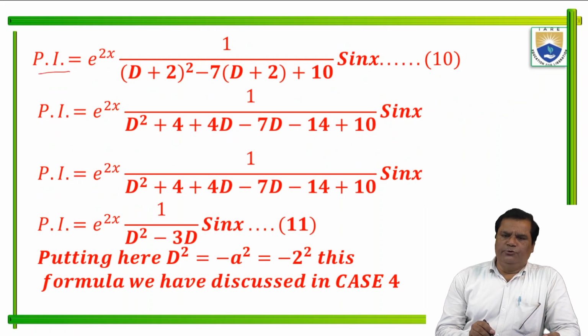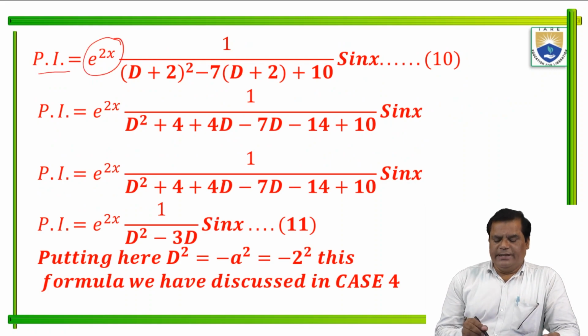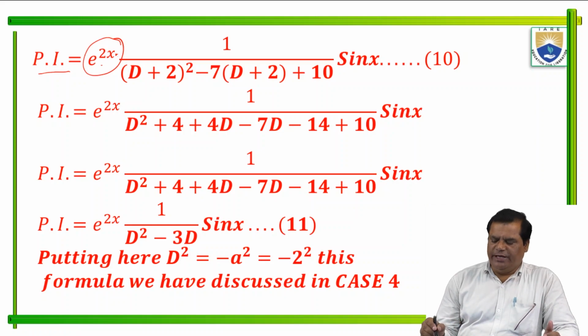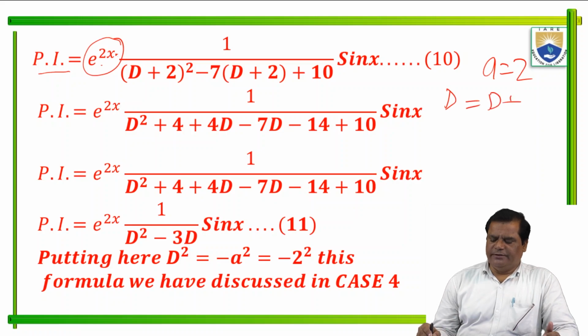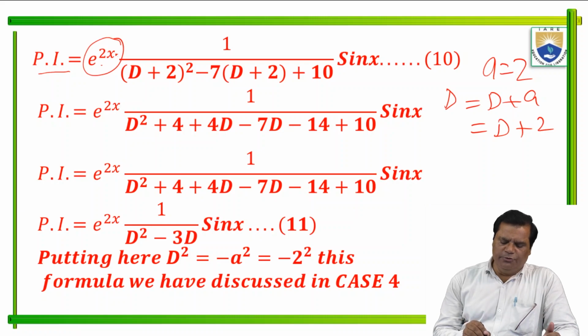Particular integral equals e to the power 2x. I am writing the exponential function e to the power 2x on the left side, multiplying the particular integral, and here I am writing f(D). So here we put D equal to D plus 2, since a is 2. D equal to D plus a means D equal to D plus 2.